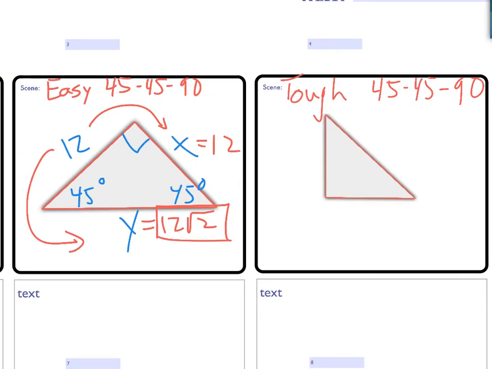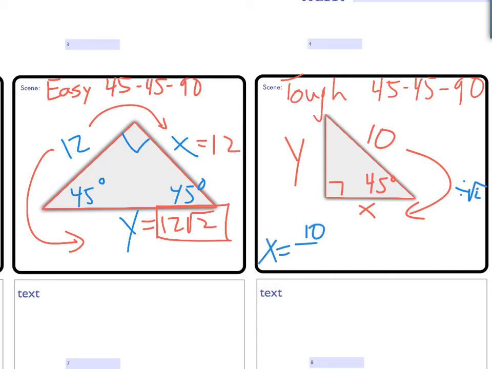If we know this side is, let's just say, 10, and we know this is a 45, 45, 90, to go backwards, let's call this x and this y. Instead of multiplying by the square root of 2, we have to divide by the square root of 2. So x is 10 divided by the square root of 2, but we don't want to leave it that way.